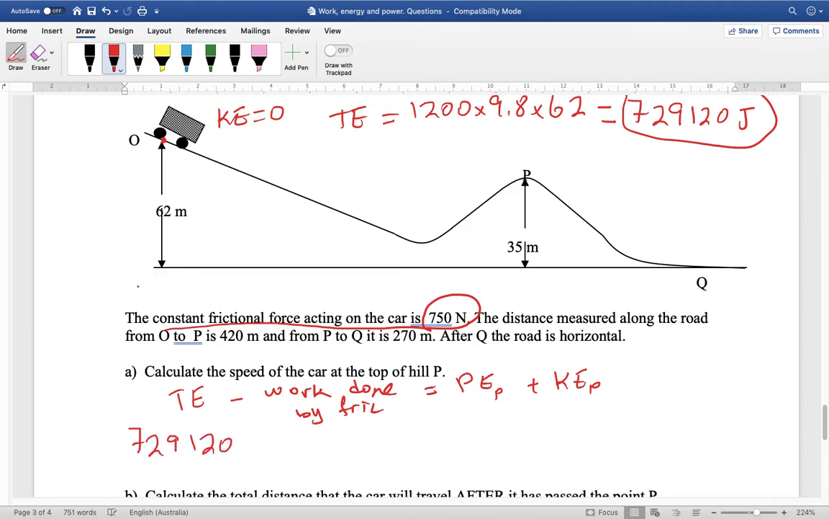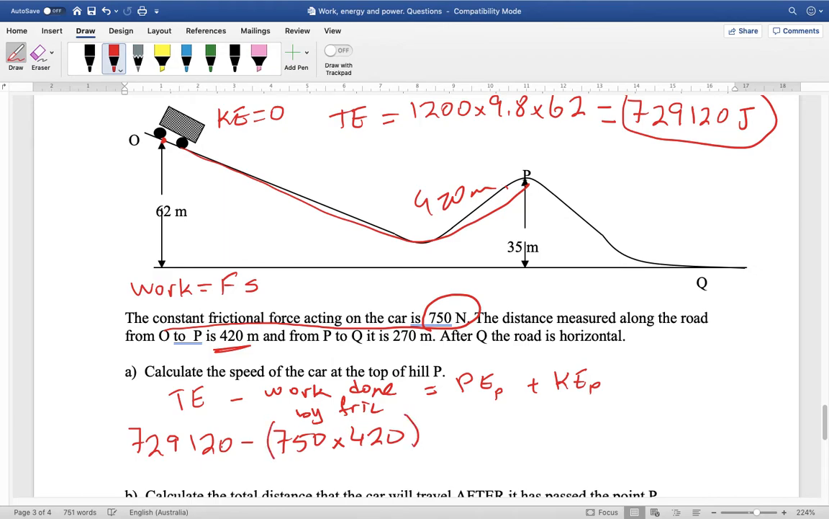This is 729,120. We know that the definition of work is force times the displacement. Well, I know the force of 750 acts for a distance of 420 meters from O to P. So this track is 420 meters. So that value is going to be subtracted from total energy, lost to friction, not useful anymore, which is the remaining energy at P, which I can write as mgh. I'm doing potential energy. I know the height is 35. And that remaining will be kinetic energy.